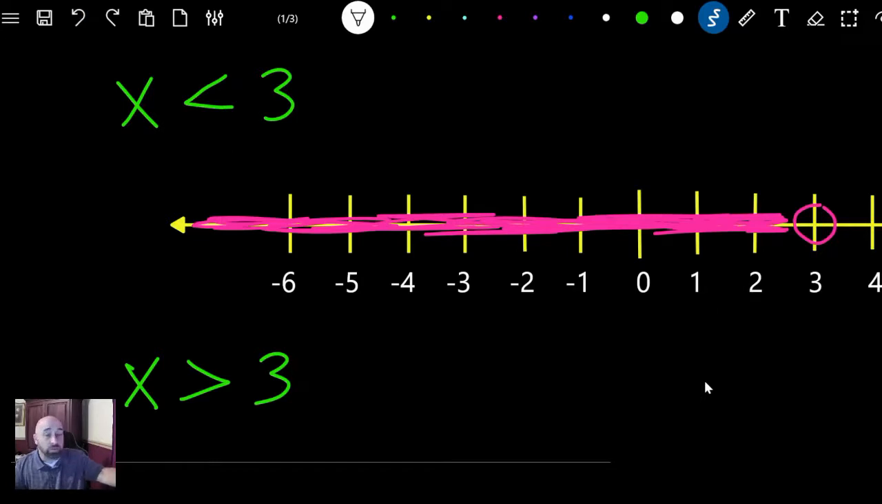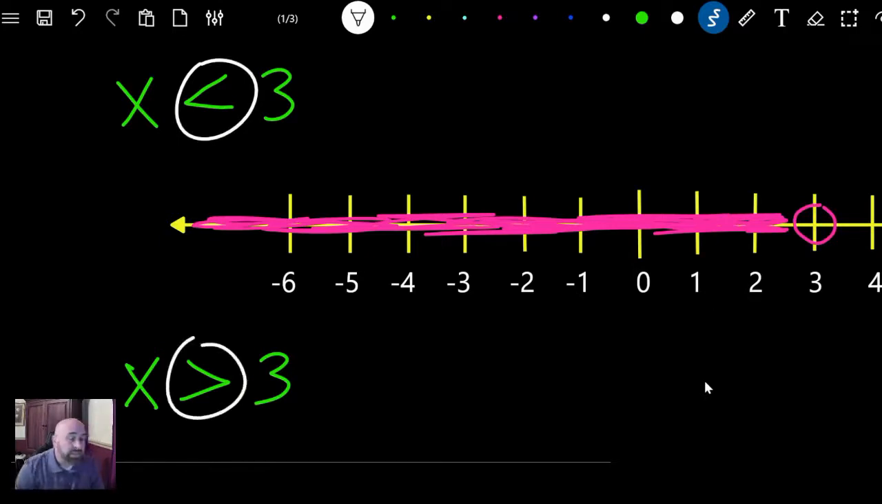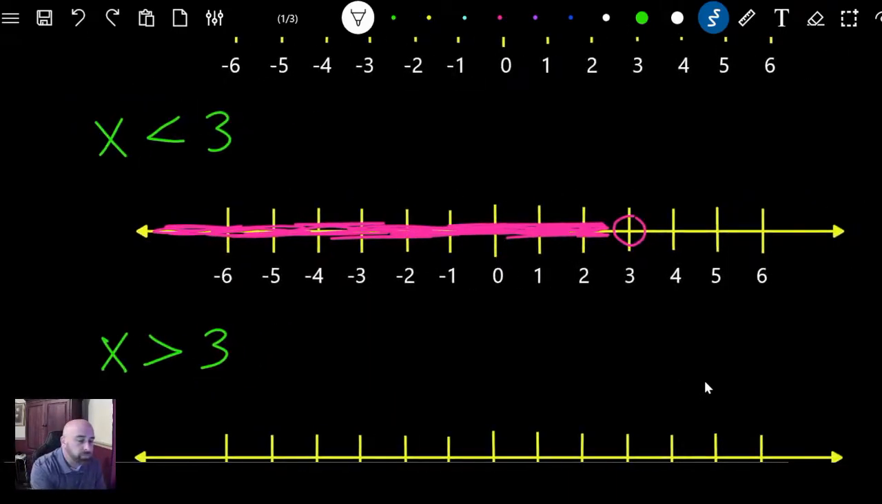It is very important that you understand the difference between these two symbols. That is a less than symbol. This is a greater than symbol. Okay? All right, so let's go down to this next one.